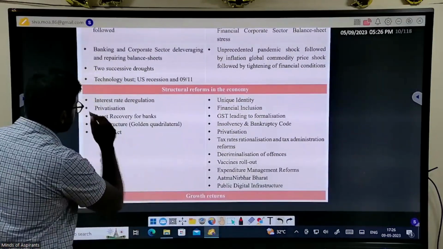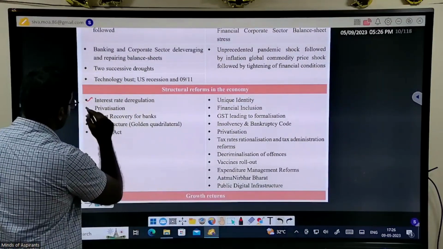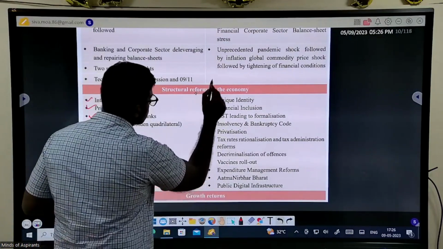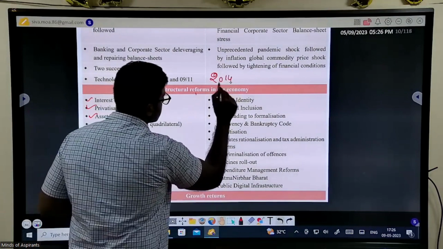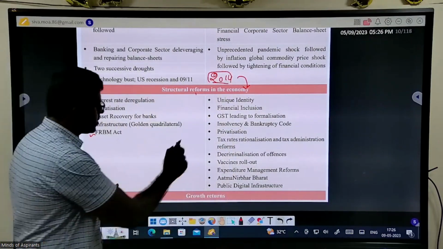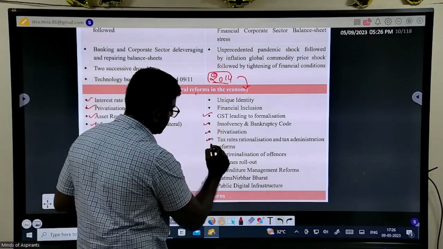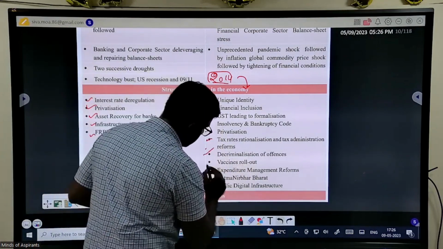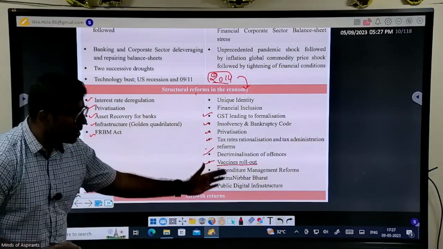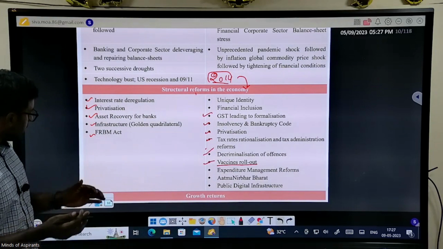So what are the steps they had? Interest deregulation, privatization, asset recovery, infrastructure, FRBM Act. This is from 2014. So what are the steps taken in the economic survey? They have given GST, insolvency, privatization, tax rates reform, decriminalization, vaccinations, vaccines rollout. All this has helped in improving our economy.